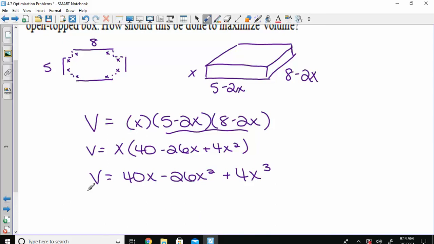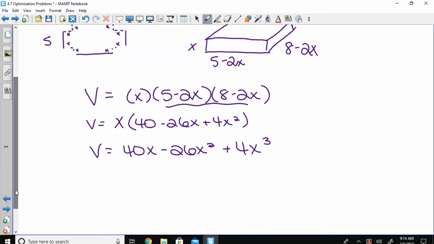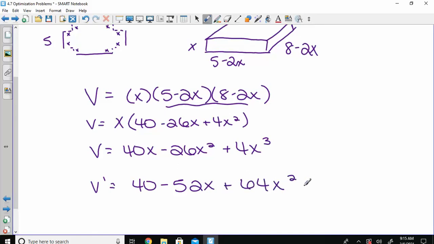Now if I want to maximize this, we need the derivative. So that would be 40 minus 52x plus 64x squared. Wait, not 64, I cubed my 4 instead of multiplying by 3. How about 12?